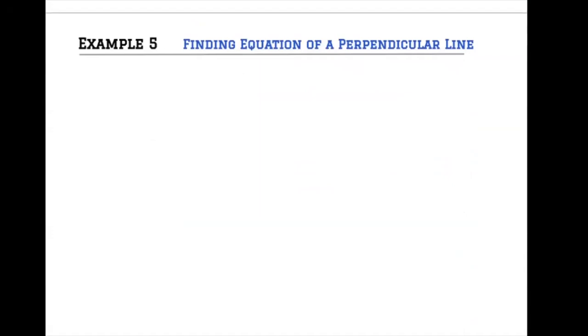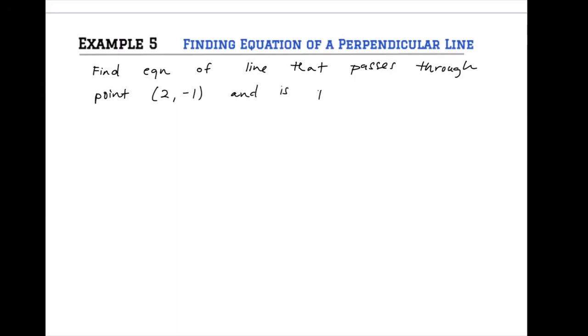Now, for this problem, we're going to use the exact same line. So find the equation of the line that passes through the point 2 comma negative 1 and is perpendicular to the line 2x minus 3y is equal to 5.